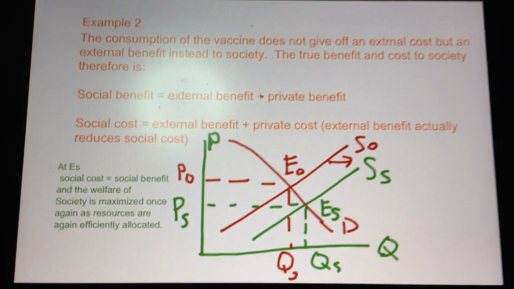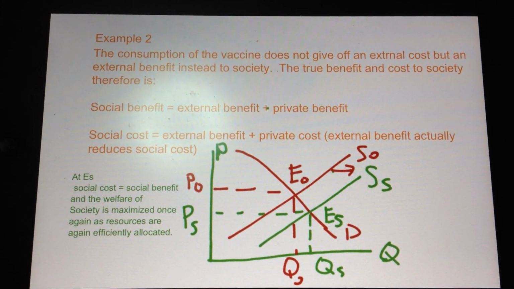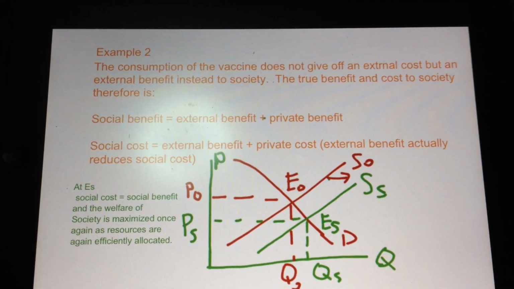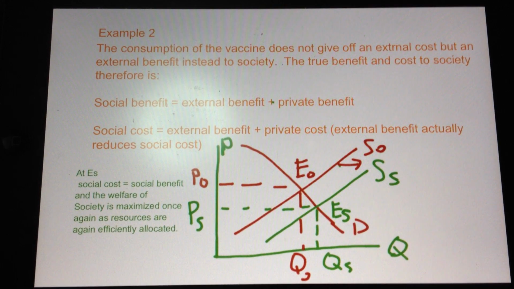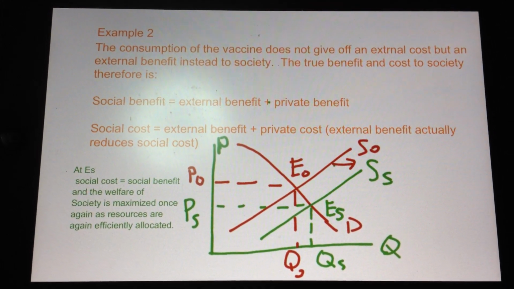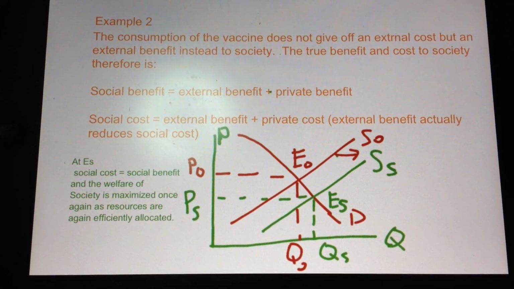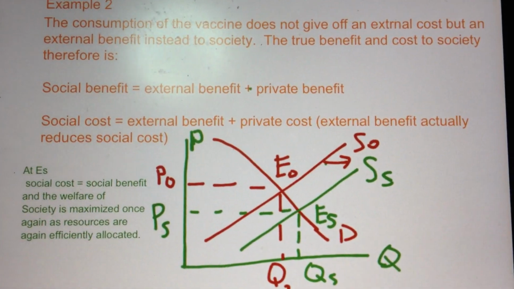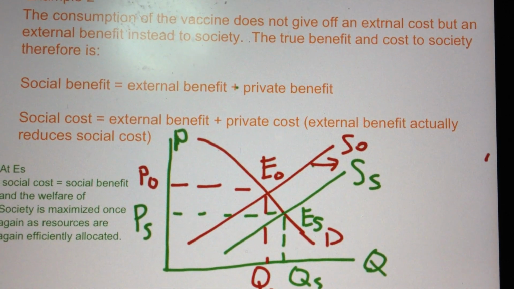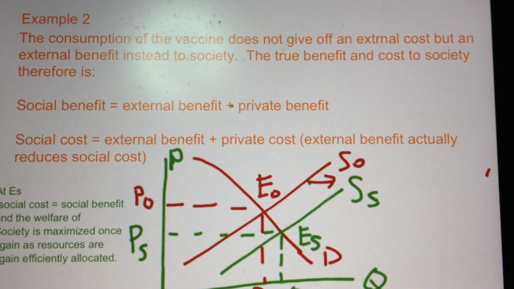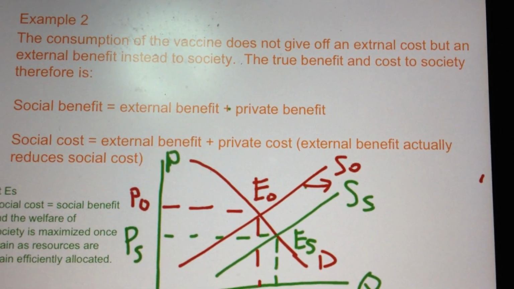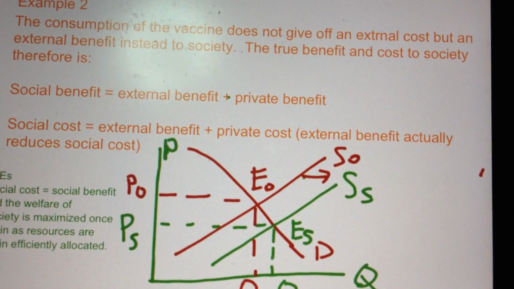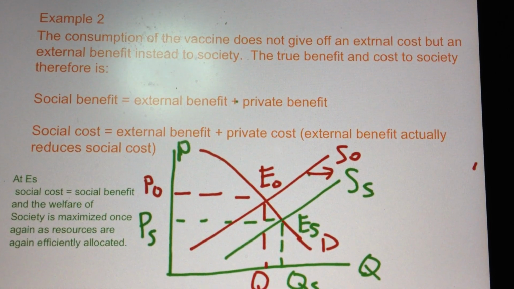So what we see here in this diagram is that P0, Q0 is where market failure occurs, because they have not considered the positive externality that can be obtained from being injected with the H1N1 serum. Once that is taken into consideration, society actually benefits more, and the cost to society is actually reduced because it's a benefit. You can see that the price drops from P0 to PS, which is the price to society. The price to society is actually lower, but the benefit to society is a lot higher.